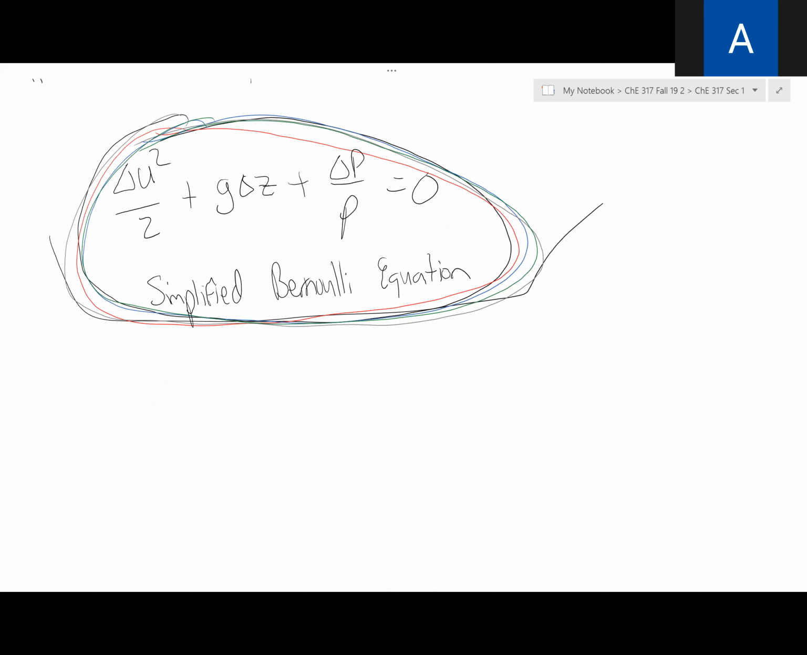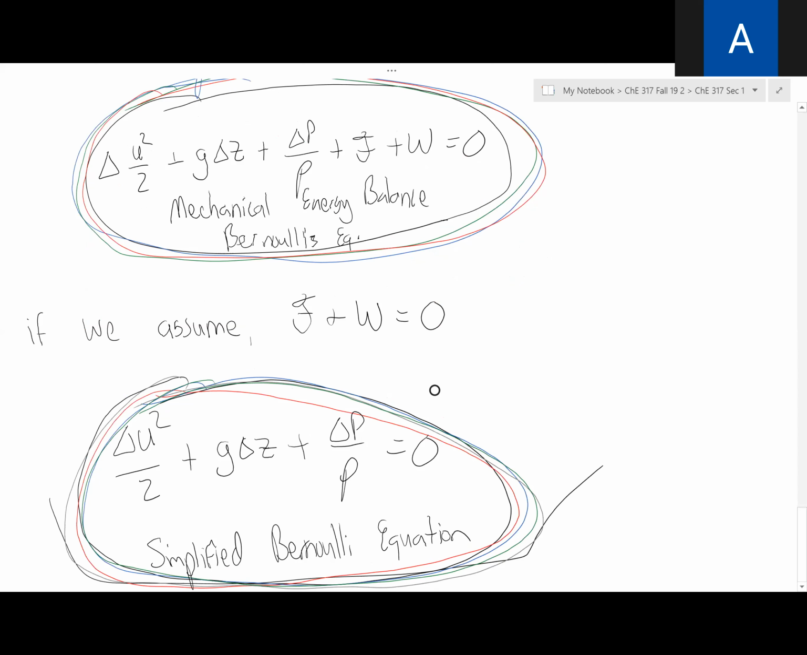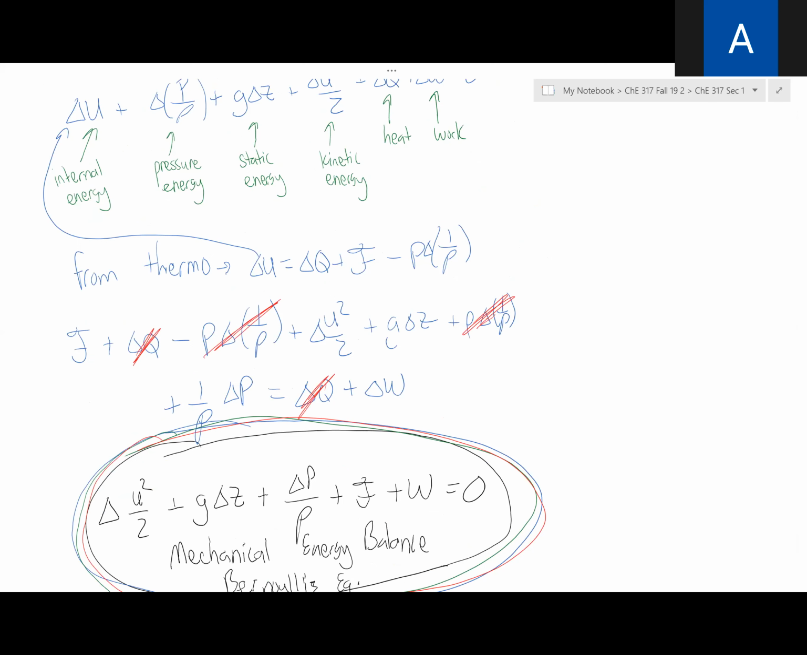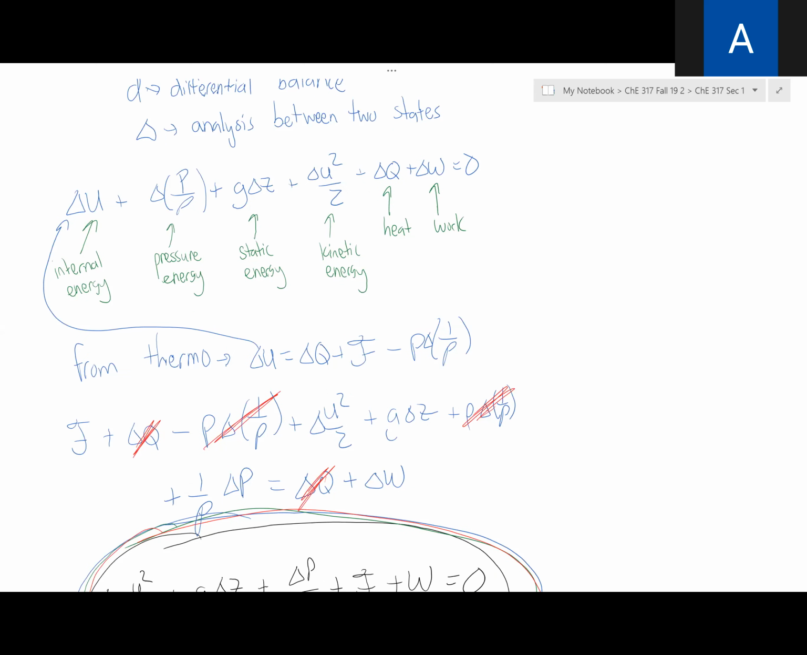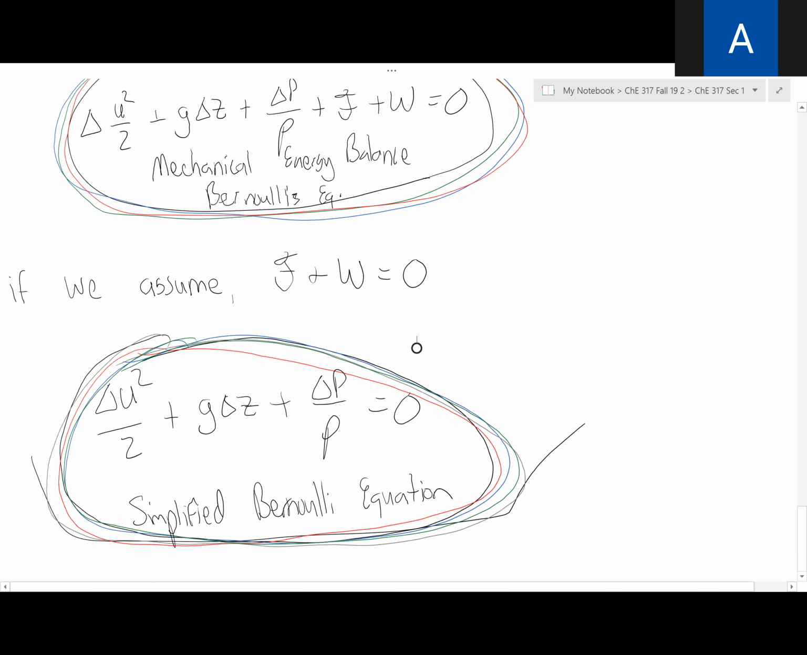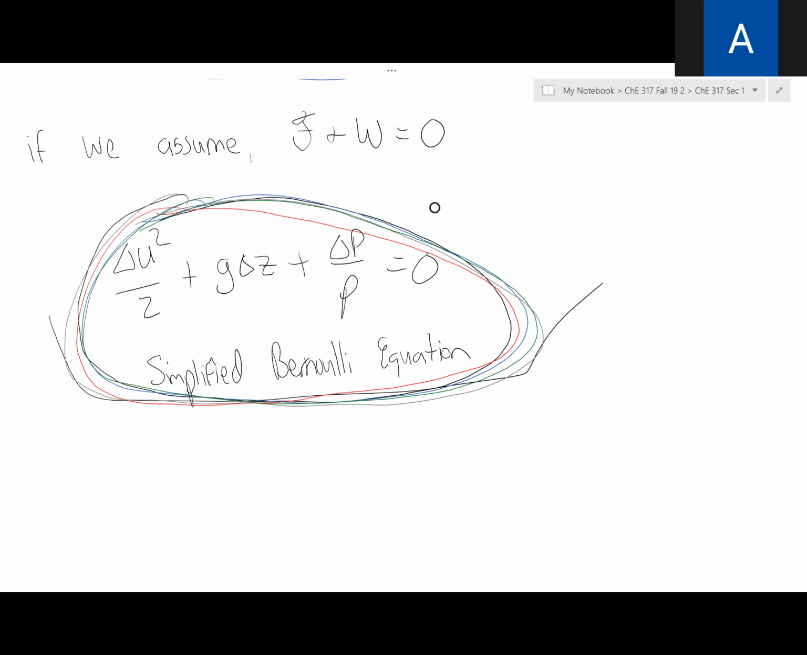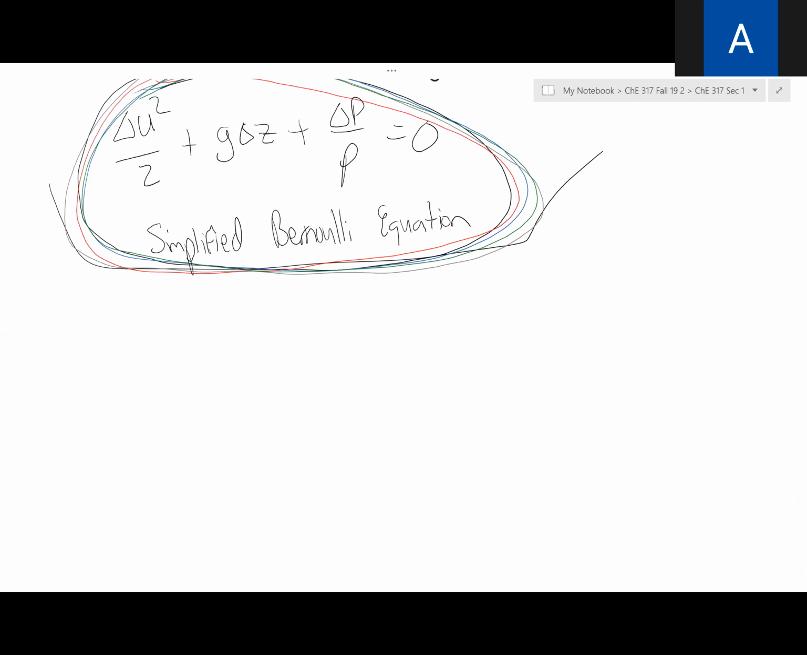Hey, Dr. Lopez. Yes, sir. I had a question. So when you had it listed in the green with all the energies, and the next step, you moved the Q and the W over. You just moved them to the other side of the equation, but shouldn't it be negative there? Or was it supposed to be negative before? That's a good question, and it's one that I usually expect. And we can talk about it right now.